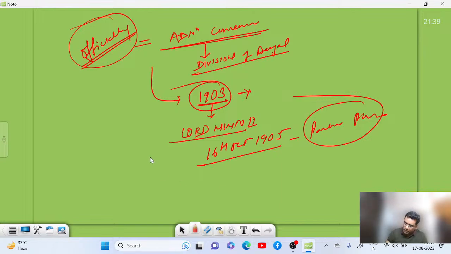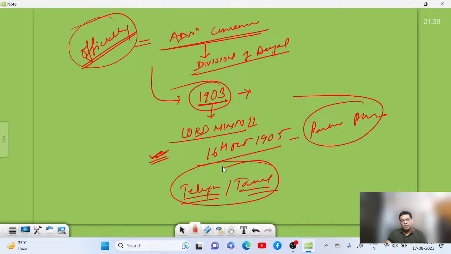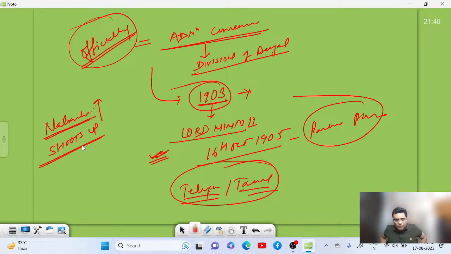So partition of Bengal was not only opposed by the Bengalis, but at the same time the entire India, Telugu, Tamil, Marathi, Punjabi, all had started opposing the partition of Bengal. And nationalism, rather than getting subsided, had simmered. So partition of Bengal resulted in the simmering of nationalism.